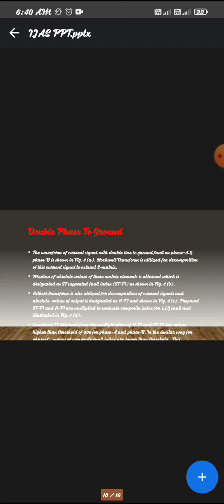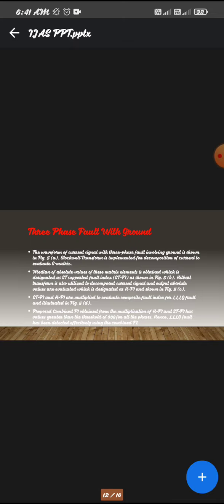Then double phase to ground: waveform of current signal with double line to ground fault of phase A and B is shown in the Stockwell transform. The Hilbert transform is also utilized for decomposition of current signals, and absolute values of the output are designated. The combined index is illustrated in figure 4.